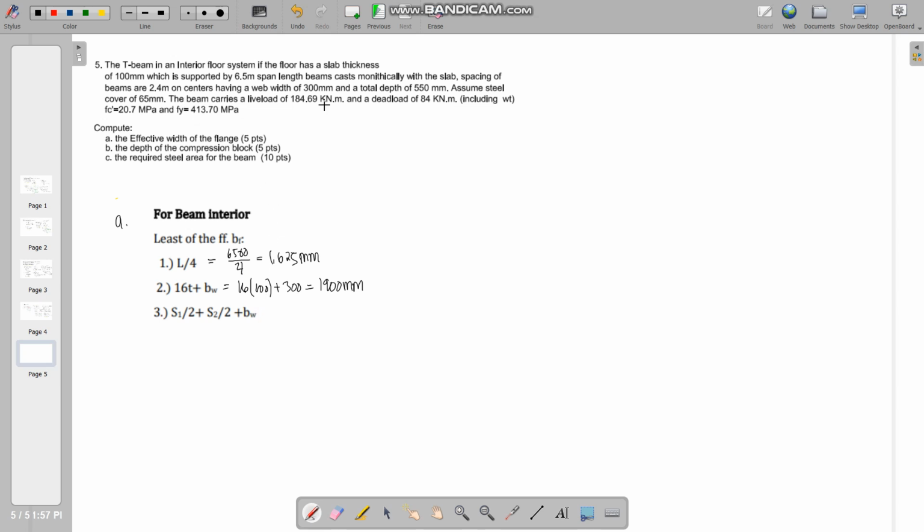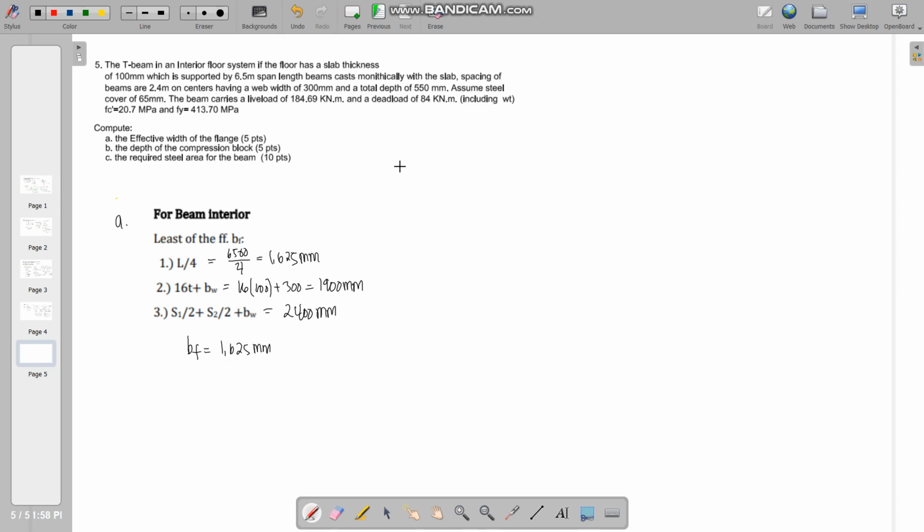So in this case, we have a center to center spacing of the beam, which implies this equation actually, because we have just equal S1 and S2. So therefore, we just have to adopt the spacing itself, 2400 millimeters. And as we can see from the three criteria, we shall adopt the least, which is 1625 millimeters. Hence gives us the effective width of the flange.